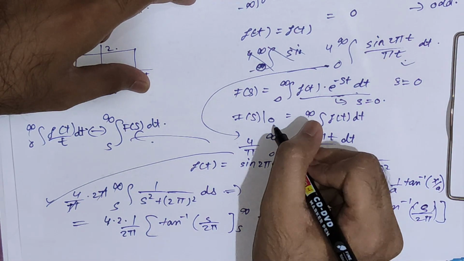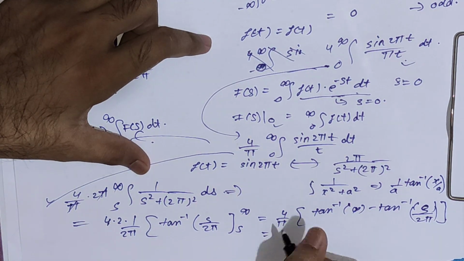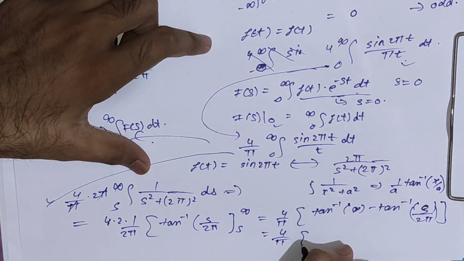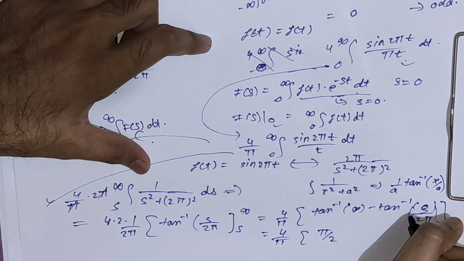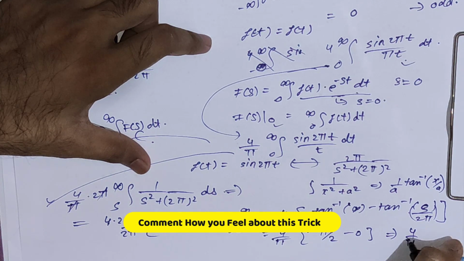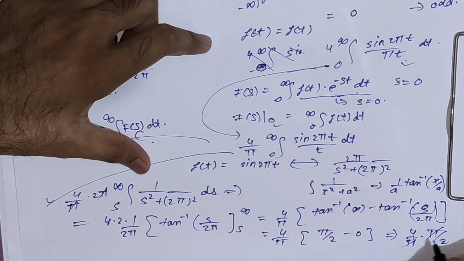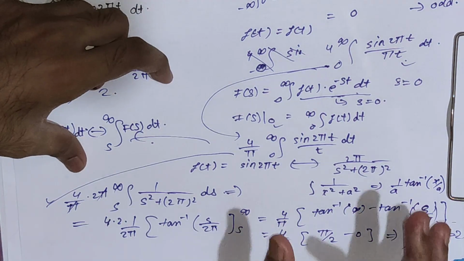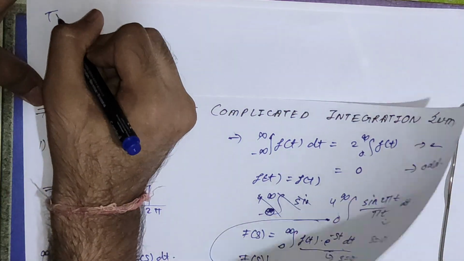And now since we have to put s equals 0, if we put s equal to 0 we will get tan inverse of infinity, which is pi by 2, minus tan inverse of 0, which is 0. So if we simplify we will get 4 by pi into pi by 2, pi cancels, 4 by 2 will be 2. So you can clearly see how lengthy this process is. Okay, now let us see the trick.